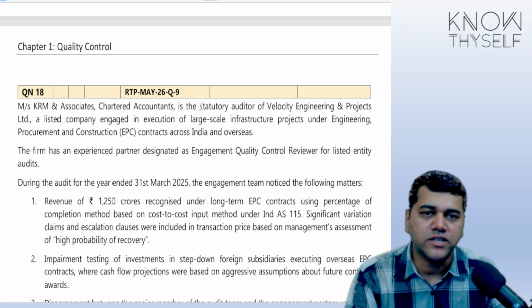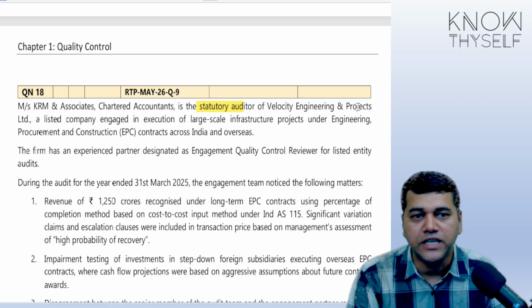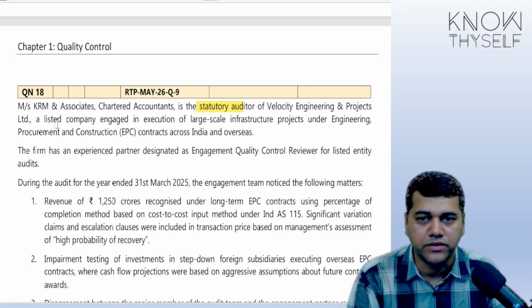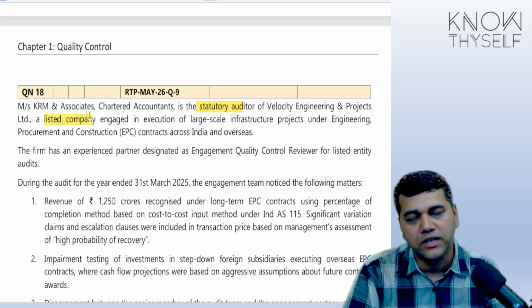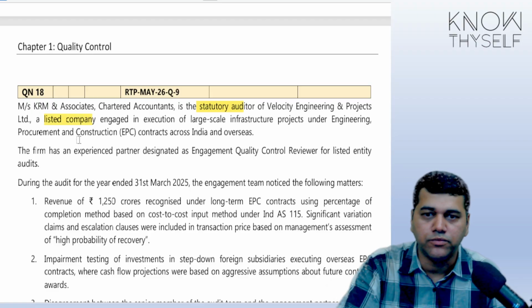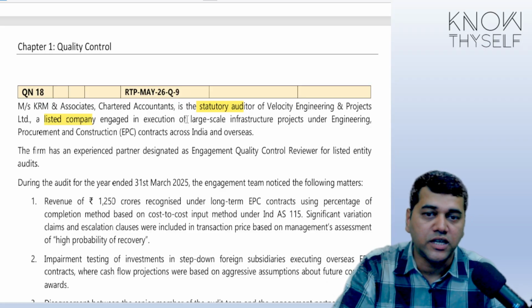KRM Associates is the statutory auditor of Velocity Engineering Projects Limited, which is a listed entity. So the moment you see "listed", EQCR should strike you. Now, what is this Velocity company doing?